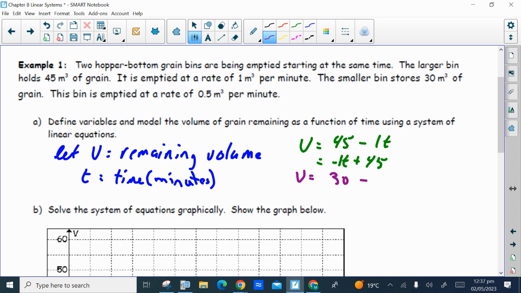Our second equation, for the smaller of the two bins: it starts with 30 cubic meters of grain, and it's being emptied at a rate of half a meter cubed per minute. So it'll be 1/2 T, where again, T is the time in minutes. If we write it in slope-intercept form, it'll be negative 1/2 T plus 30. So there's our two equations that we are going to graph, and then we're going to solve the system of equations.